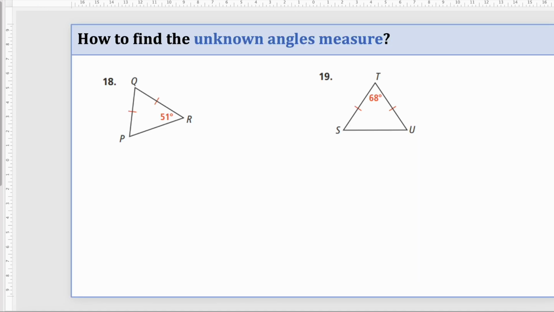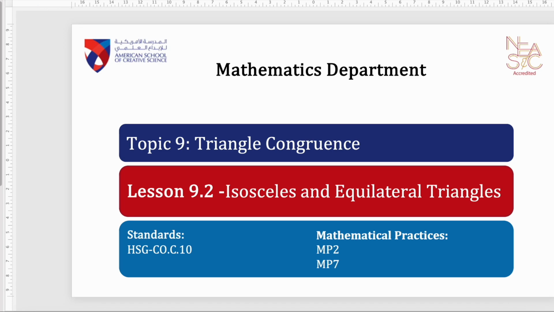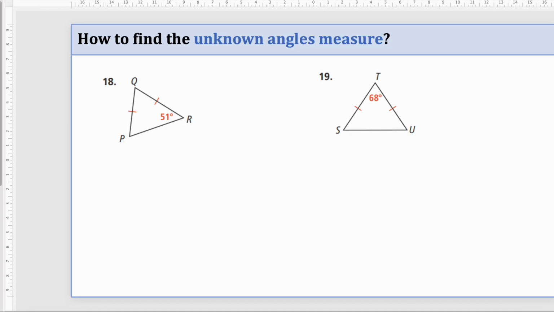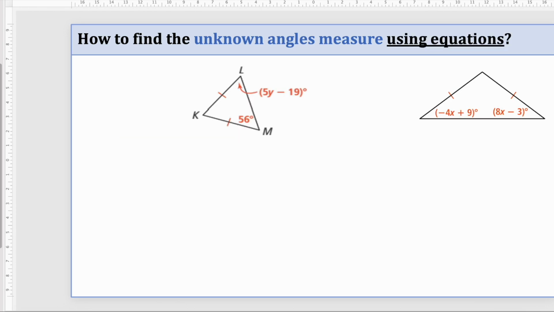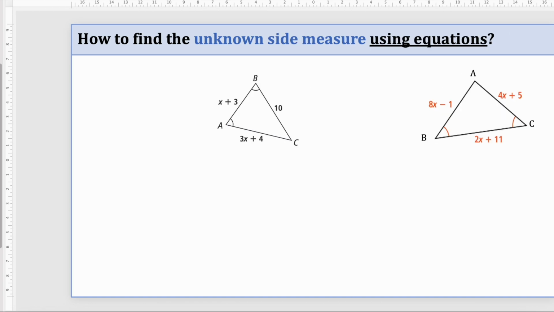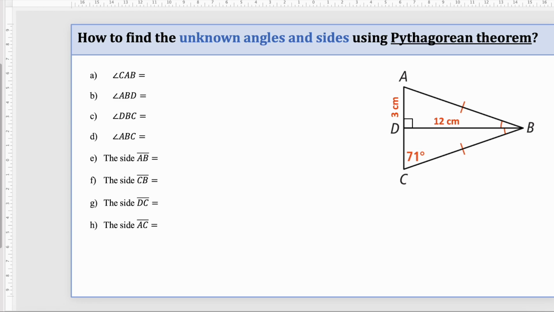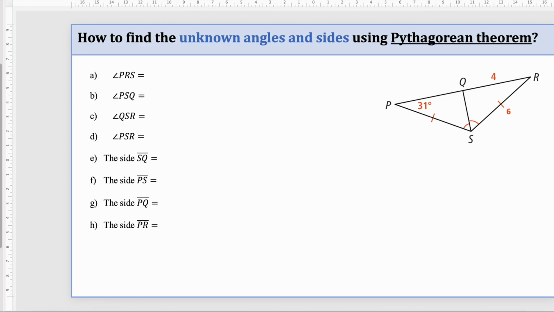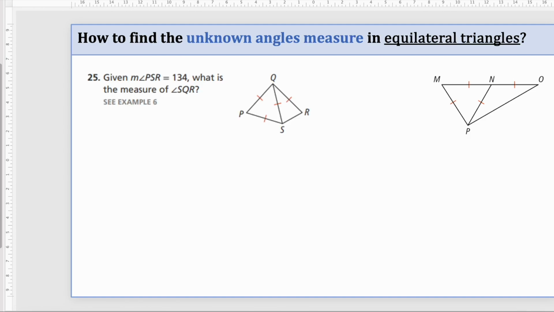So in this lesson, it's all about isosceles and equilateral triangles. We have 5 main ideas: 1, 2, 3, 4, 5. First one is finding an unknown angle given an isosceles triangle. Finding an unknown angle in an isosceles triangle but using equations. Now finding unknown sides in an isosceles triangle, also using equations. Pythagorean theorem, finding angles and sides. One more example on that, and equilateral triangles and how to solve problems related to them.